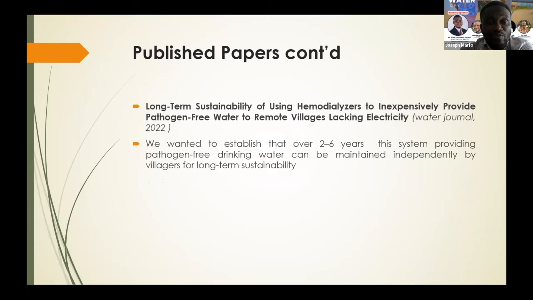So the last paper that we published recently was on long-term sustainability of using hemodialyzers to inexpensively provide pathogen-free water to remote villages lacking electricity. And this was published in Water Journal in 2022. With this particular study, what we sought to achieve was, over the 2 to 6 years that the device has been implemented in these communities, what has been the secret of ensuring its sustainability over the years in terms of its technical ability to produce clean water? So this is what we sought to do with regards to this particular study.